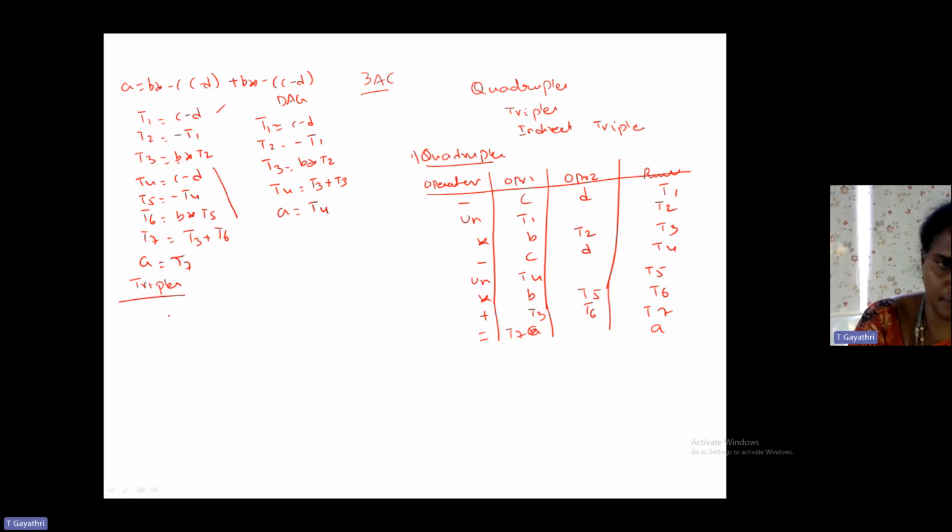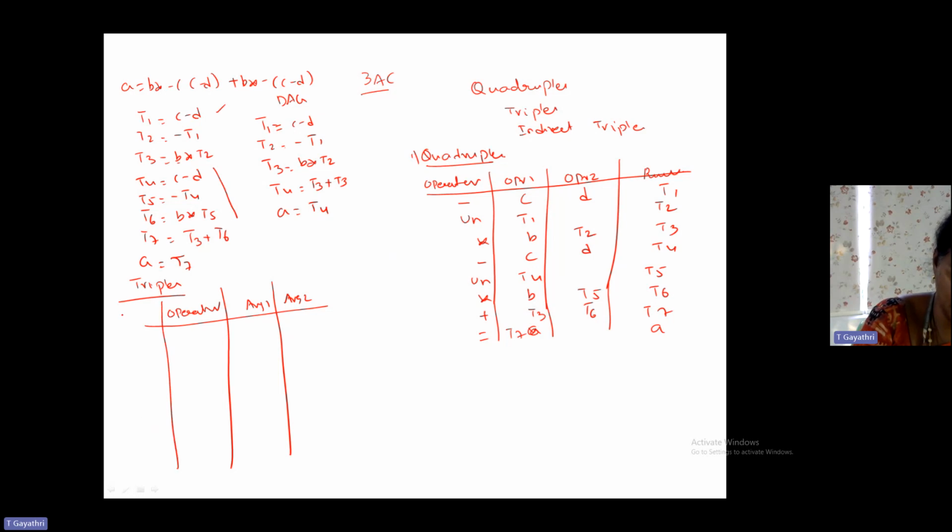So only three fields will be there. One is operator, argument 1 and argument 2. There is no result field here. For indication purpose, I'm using the statement number. See, for the first statement, this one operator, argument 1. There is a statement 0. And unminus. So that is T1, right?